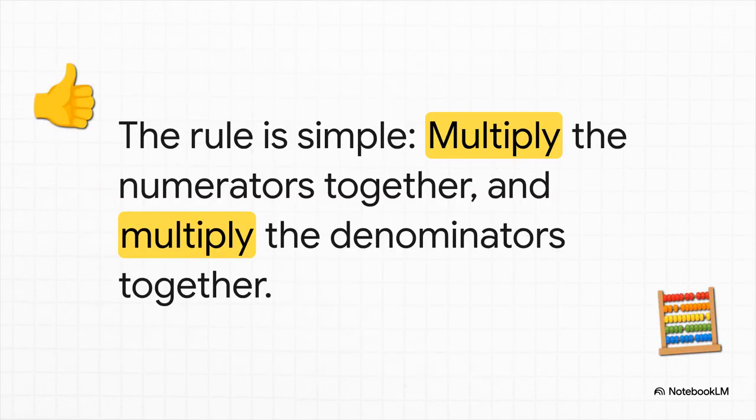So what's the rule for multiplying them? Well, it's exactly what you'd hope it would be. You just multiply straight across. The tops get multiplied together, and the bottoms get multiplied together. Numerator times numerator, denominator times denominator. Yep, it's as simple as that.